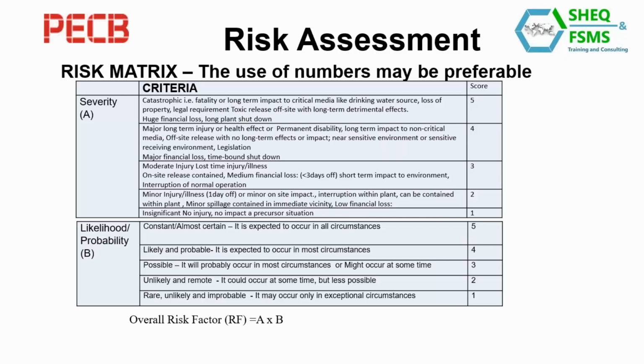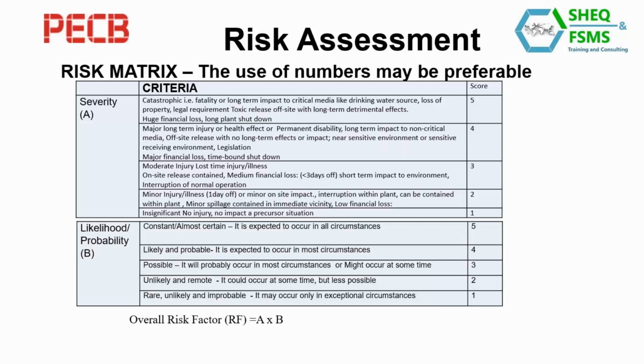Then when you come to likelihood, you have the criteria there: constant, almost certain. It is expected to occur in all circumstances. You rate it as 5. Likely or probable, it is expected to occur in most circumstances. Possible, it will probably occur in most circumstances, or might occur at some point. You rate it 3, and so on until you rate 1.